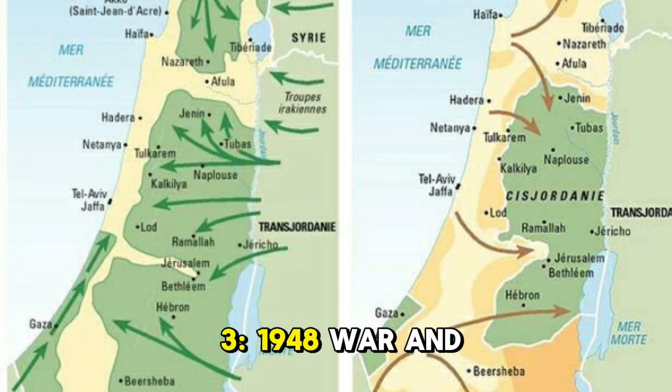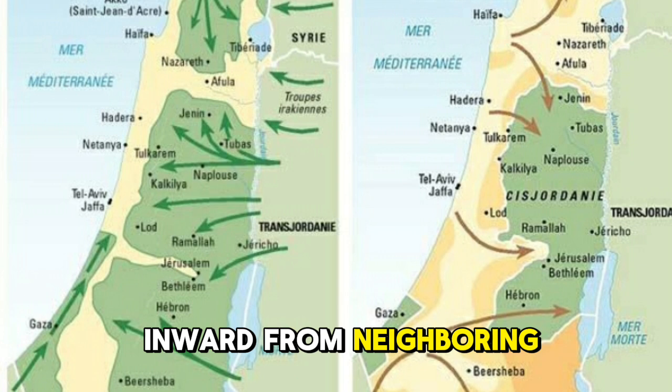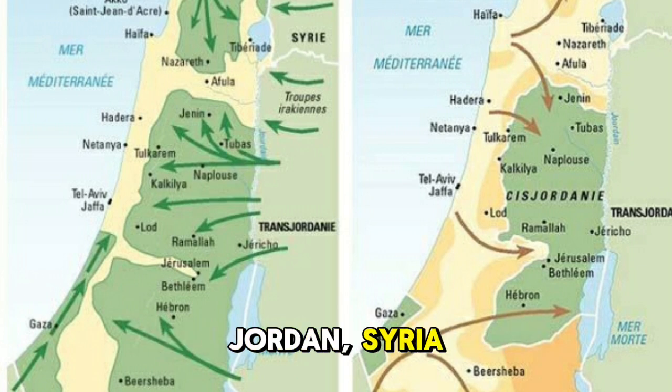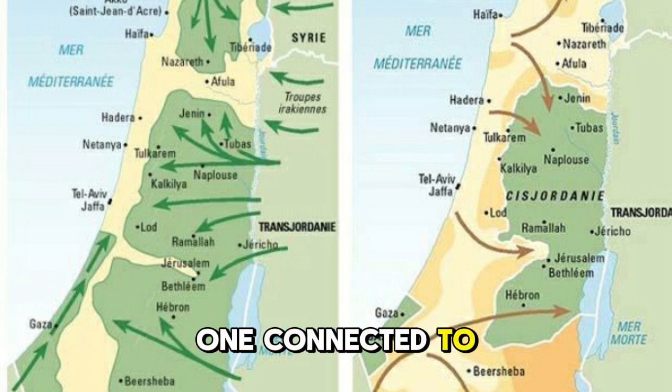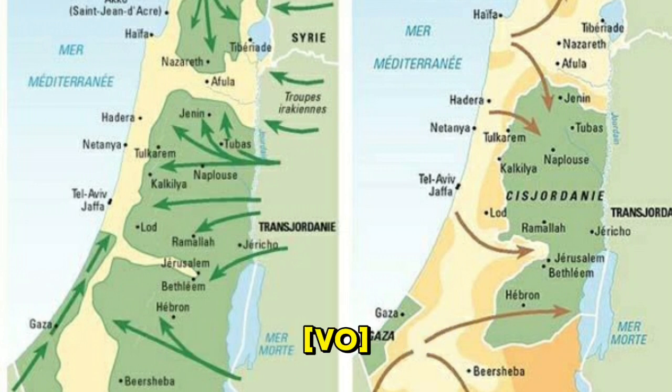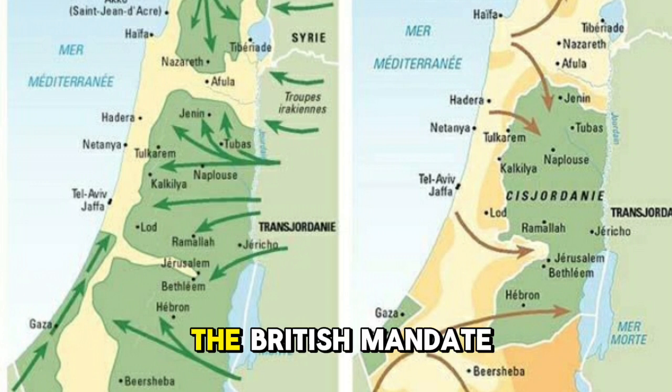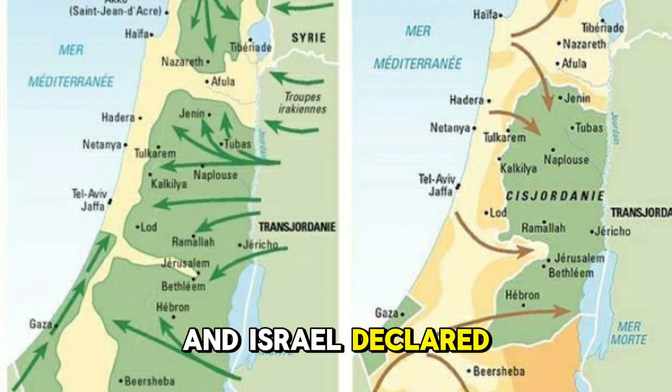Chapter 3, 1948. War and the first major shift. Visual. The UN lines dissolve. Red arrows flash inward from neighboring countries Egypt, Jordan, Syria, Iraq toward the blue areas. The blue area expands outward, absorbing parts of the orange territory. The remaining orange areas shrink into two specific pockets, one connected to Jordan, the West Bank, and one connected to Egypt, the Gaza Strip. In May 1948, the British Mandate ended, and Israel declared independence.